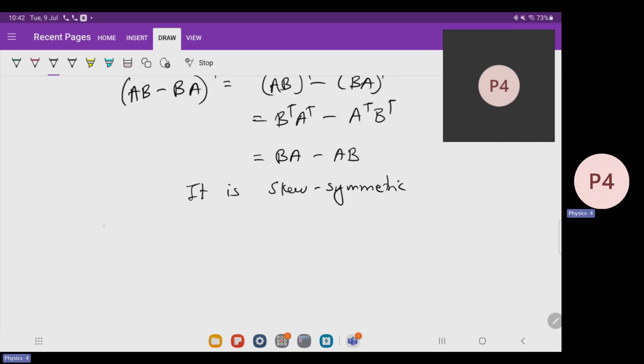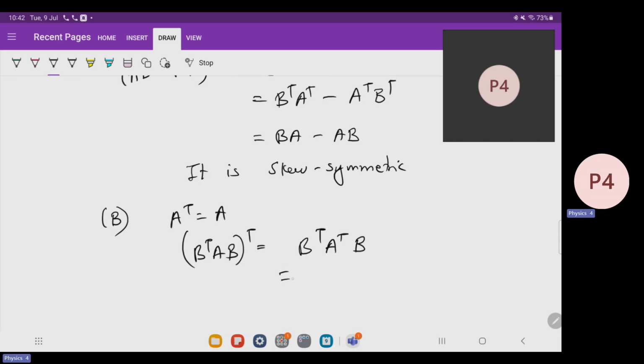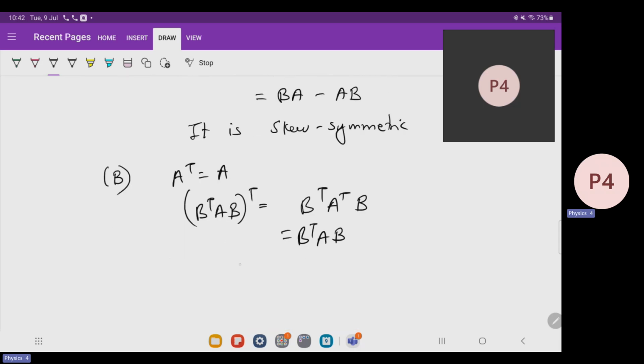Coming to option B, if A is symmetric, so A transpose is equal to A, then B transpose A B is symmetric. So let us take the transpose of this. This would be B transpose A transpose (B transpose) transpose, that would be B. Now we know A transpose is A, so this becomes B transpose A B. Therefore, it is symmetric.